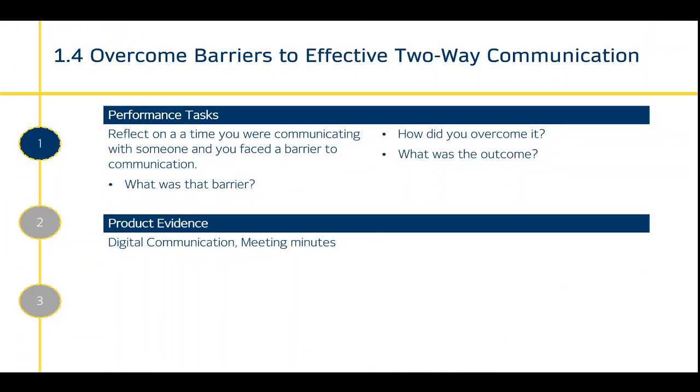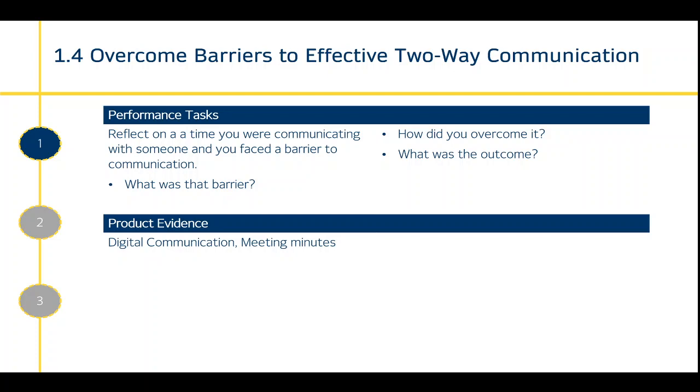1.4, overcome barriers to effective two-way communication. This criteria is all about overcoming difficulties or setbacks when it comes to communication. This could include whoever you're communicating with not fully understanding the intention of what you were trying to communicate, not fully grasping what it was, not understanding the information, missing or losing the information. Could also include technical issues if the communication has been done over digital means, maybe there's issues with the software, the internet connection or the equipment.